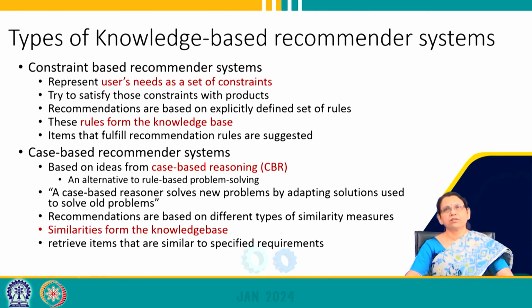These knowledge based systems are broadly classified into two categories, constraint based and case based. In case of constraint based, the user's need is presented in the form of a set of constraints, and those constraints are satisfied from the rules fired from the knowledge base. In case of case based recommender system, you maintain how, in a similar setting, other users have taken decisions and you create cases. These cases in the form of knowledge you store in the knowledge base, and using this you make the recommendation.